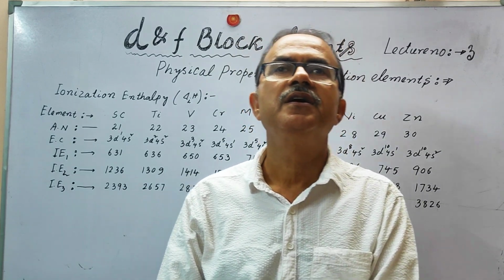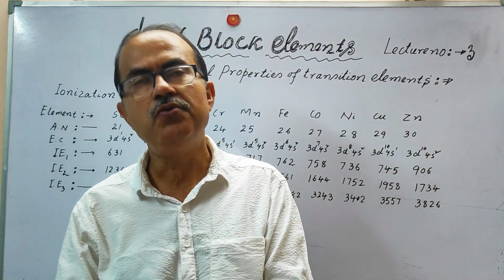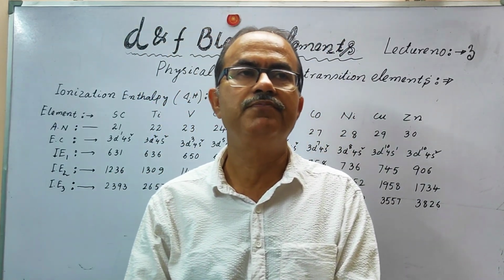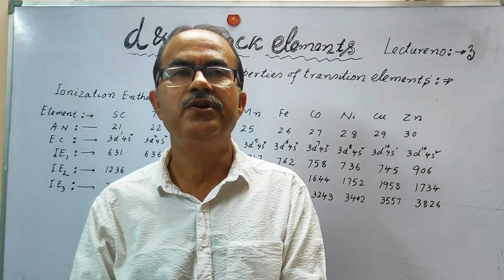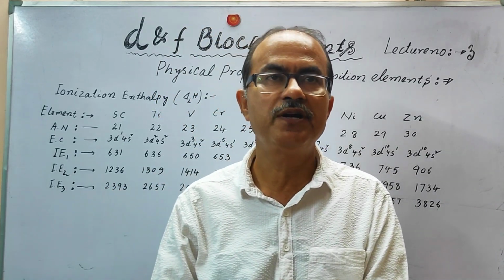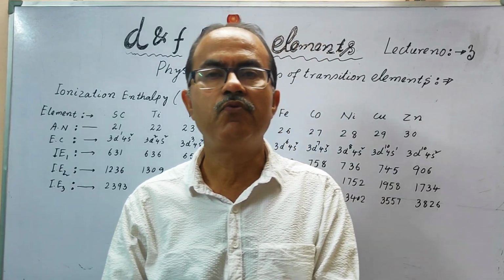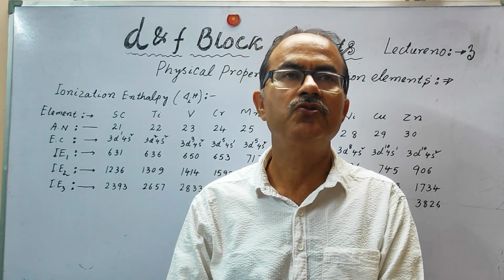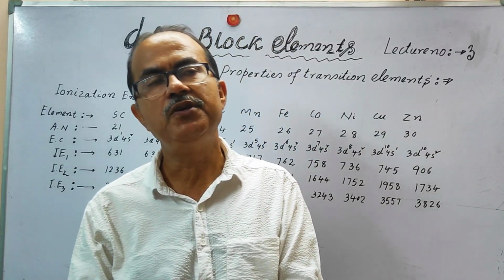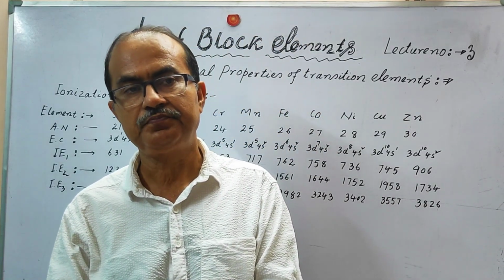In the second video, we discussed some physical characteristics like atomic radius, ionic radius, then metallic property, then melting point and boiling point. We also discussed the enthalpy of atomization.